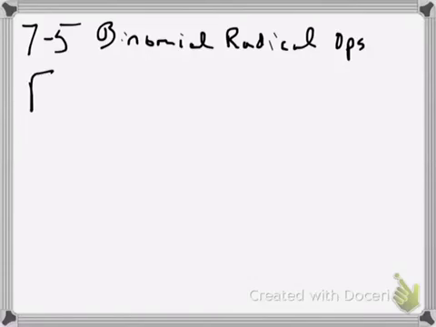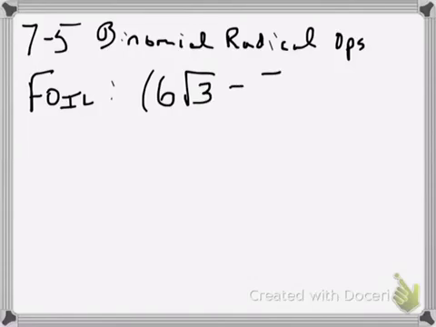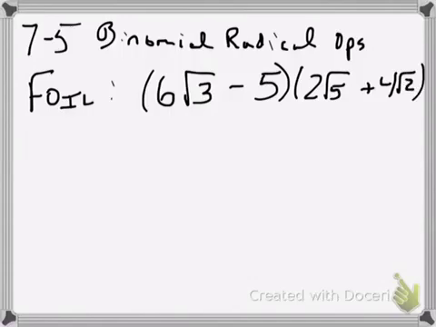So the first one I'm going to talk about is foiling with radicals. Okay, so if you see an example like this, we've got 6 times the square root of 3 minus 5 times 2 root 5 plus 4 root 2. So you've got two binomials here. Each one of them is its own number, but it sort of looks like a FOIL problem, right? So we're going to do this the same way we have done FOIL before.